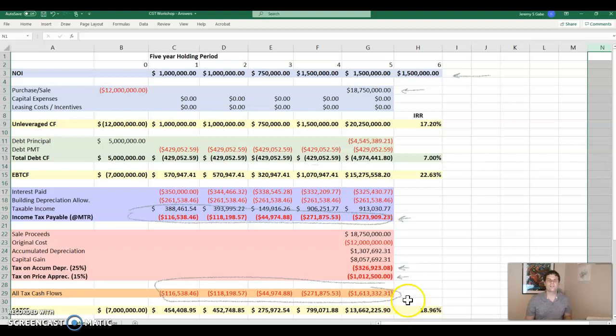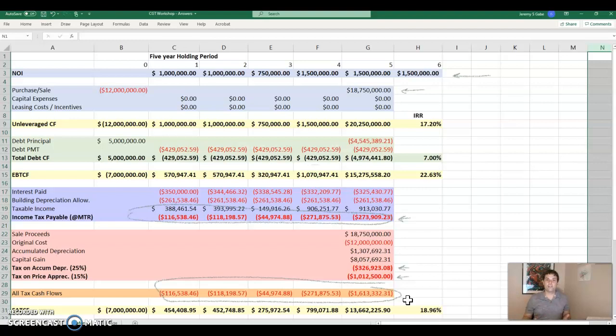Now, a few things to pay attention to here. One, in this case, I've always made positive returns. That means I always owe income tax, and I always have positive taxable income, so my interest and my depreciation allowances don't exceed my NOI. So I have taxable income. So therefore all my tax cash flows are negative. I'm always paying tax to the government.